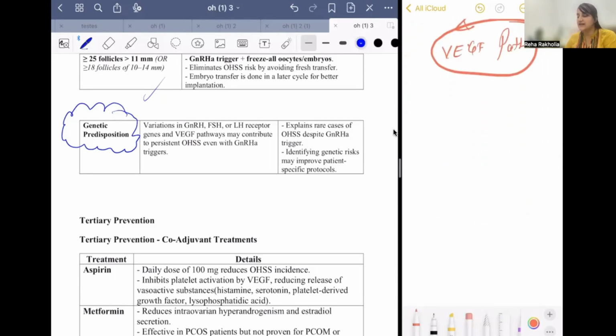These findings suggest that genetic testing may help identify patients at high risk of OHSS, allowing for even more personalized treatment protocols. For such patients, alternative stimulation strategies such as in vitro maturation or letrozole co-treatment may be required to further reduce the risk of OHSS.